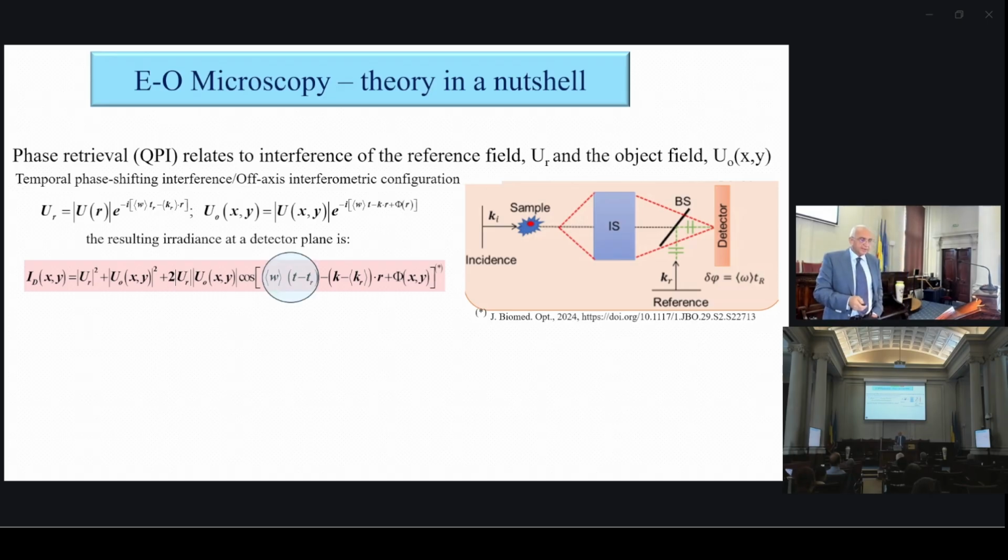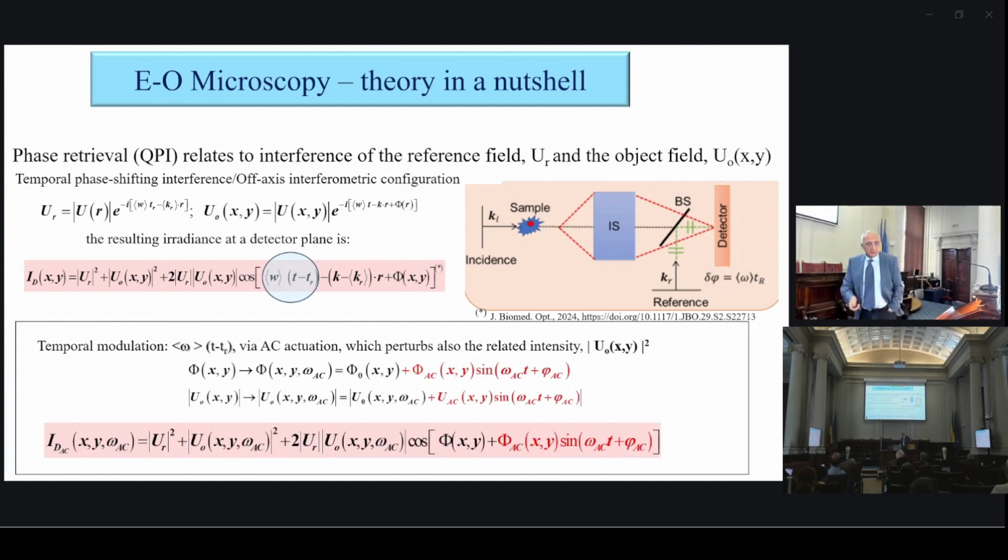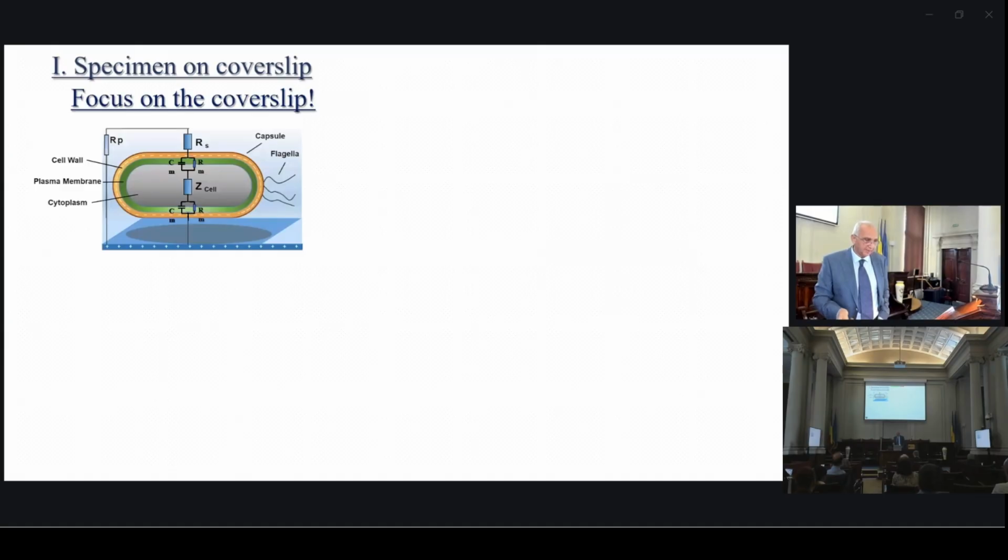What we are doing is applying an alternating current, so to play with this term, and essentially what we measure is the intensity, which is related to the frequency of the alternating field and the electrical parameters of the sample. That's the whole theory that I wanted to pinpoint.